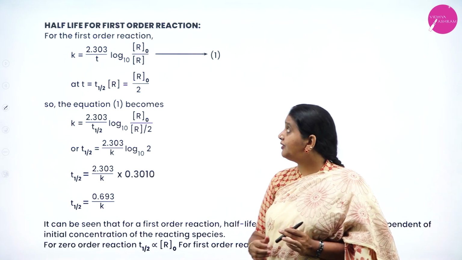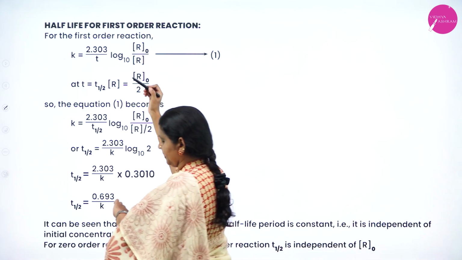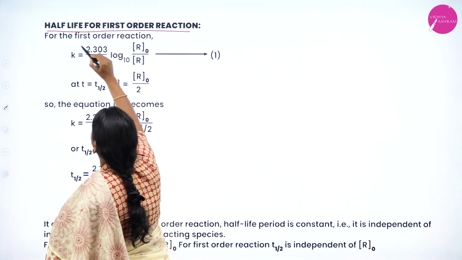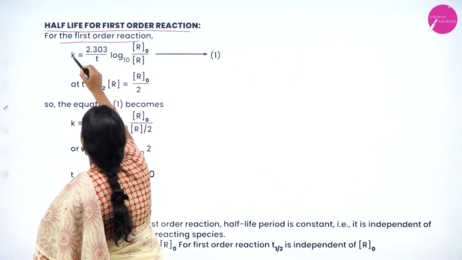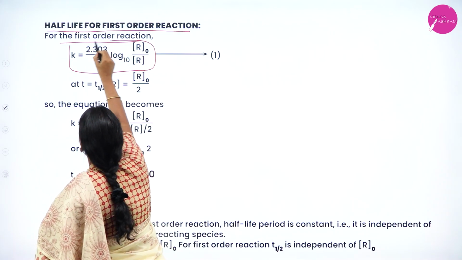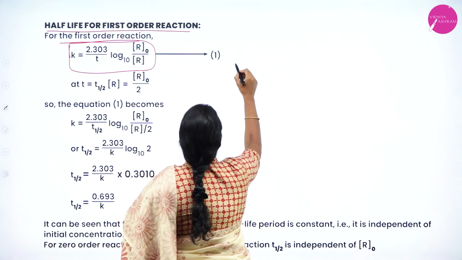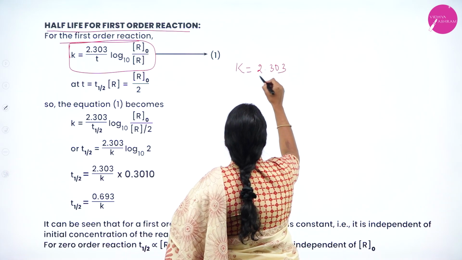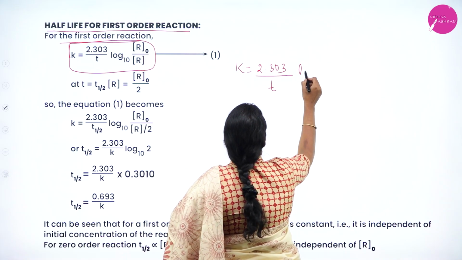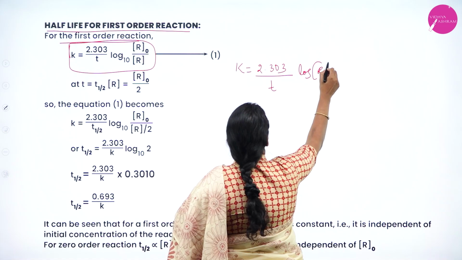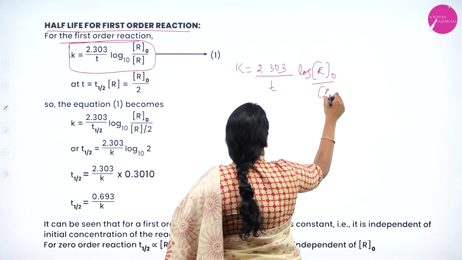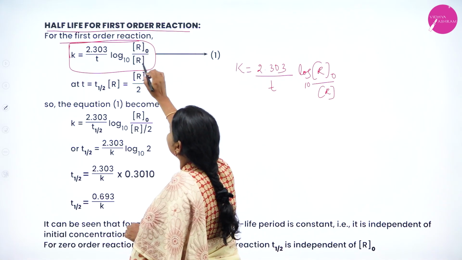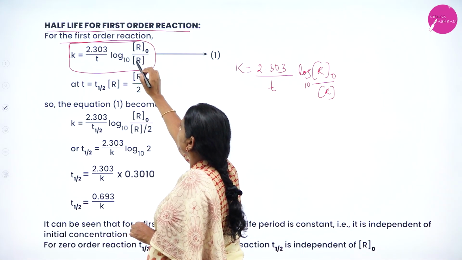Next, half-life period for first order reaction. For the first order reaction, we already know that the integrated rate equation is K is equal to 2.303 divided by T log of the molar concentration R0 divided by R, to the base 10. Okay, let it be the integrated rate equation of first order reaction.